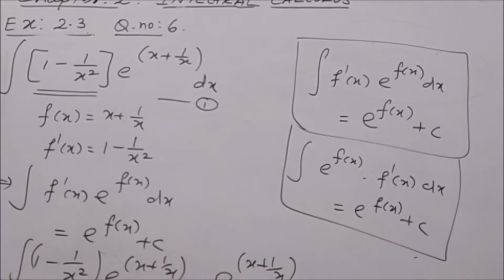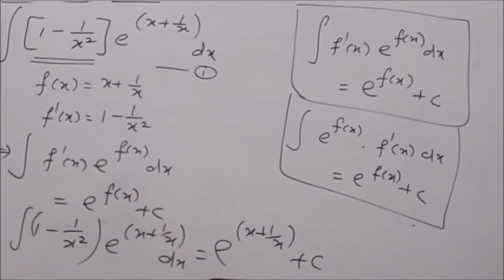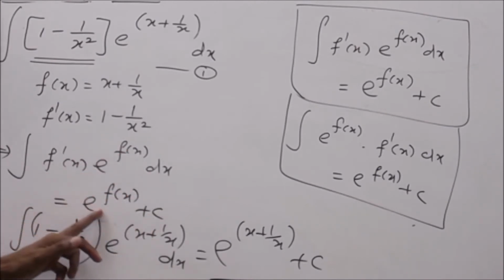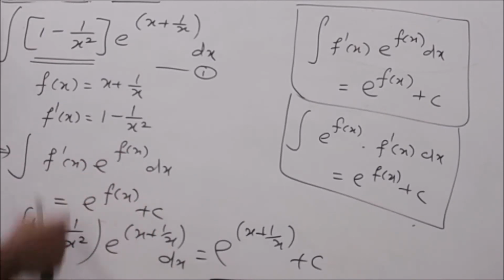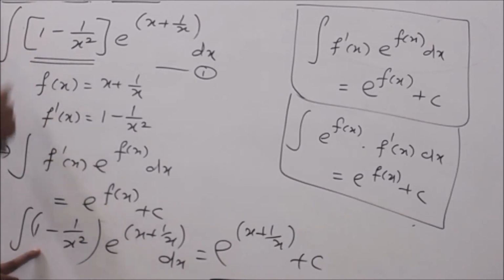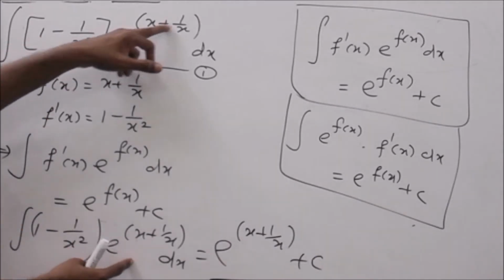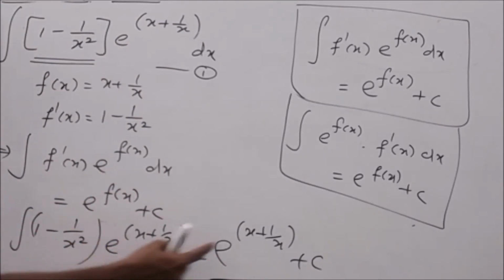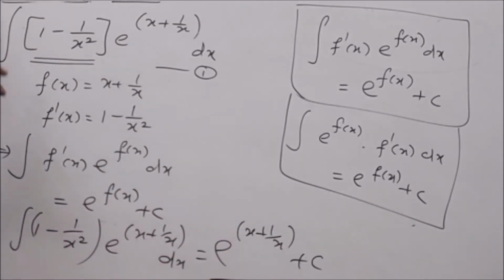So add the new formula in the formula list. Look at the last step here. This is in the form of f dash of x e power f of x dx. So it is equal to e power f of x plus c. Therefore, taking the problem here, integral of 1 minus 1 by x square e power x plus 1 by x dx will be equal to e to the power f of x. F of x is nothing but x plus 1 by x, plus c. Therefore, the integral is equal to e power x plus 1 by x plus c.